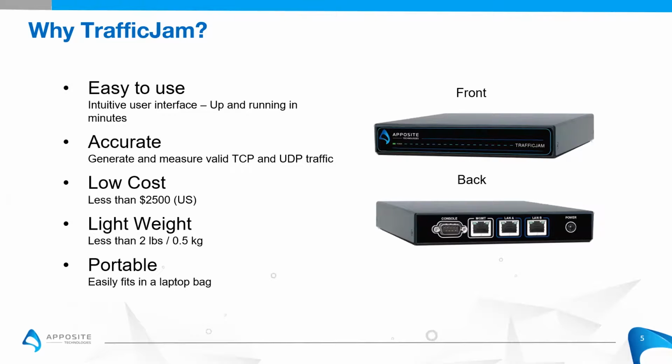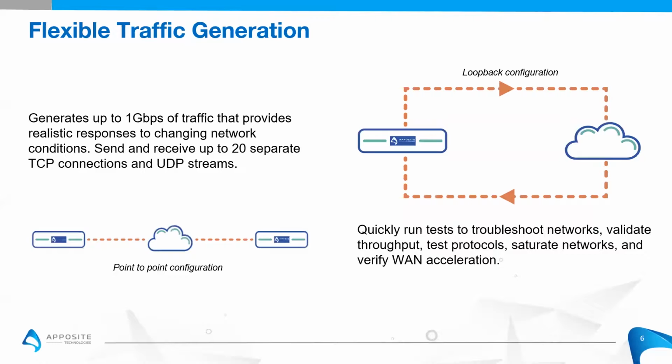So why TrafficJam? We're easy to use. You're up and running in minutes. We're accurate with valid TCP and UDP traffic. We're low cost, less than $2,500 US currency, lightweight, and portable. TrafficJam generates up to 1 gigabit of valid TCP and UDP traffic.